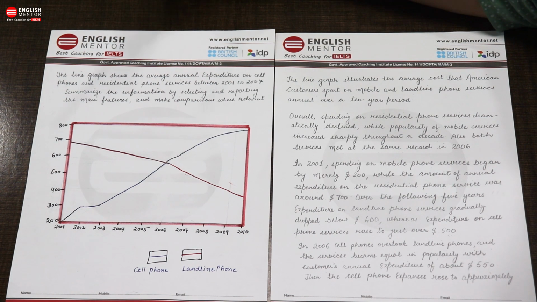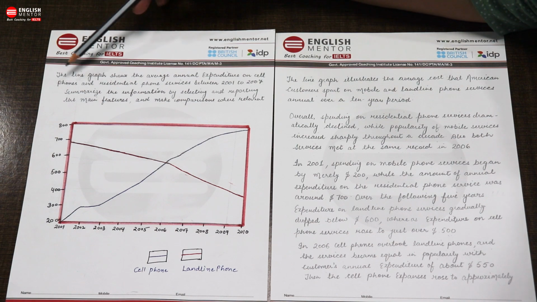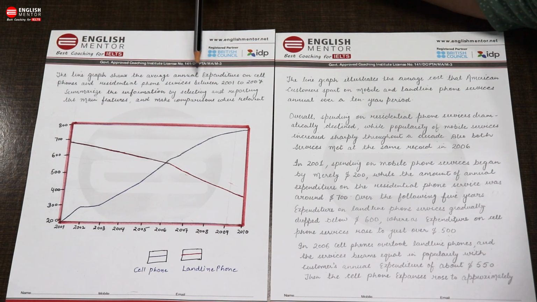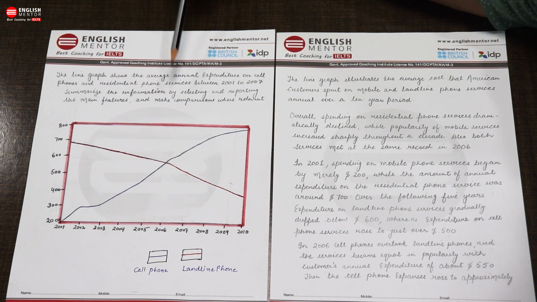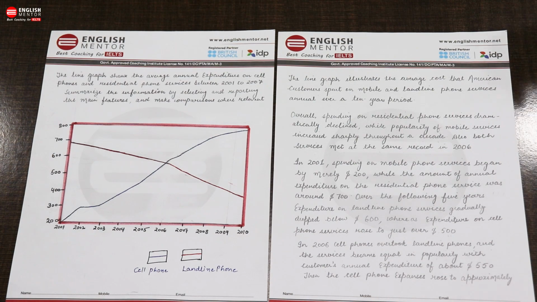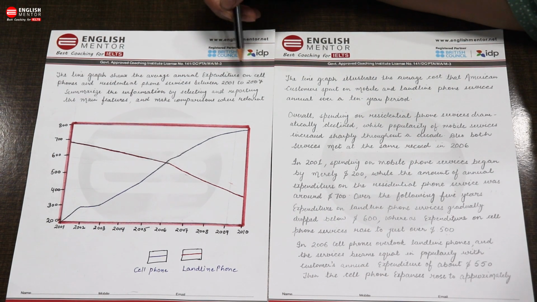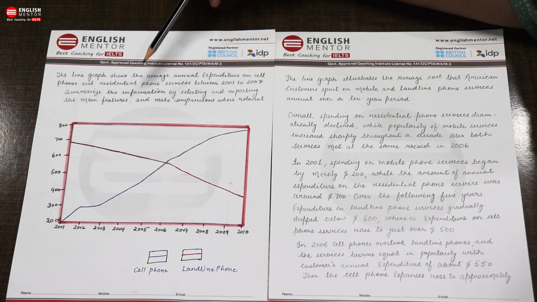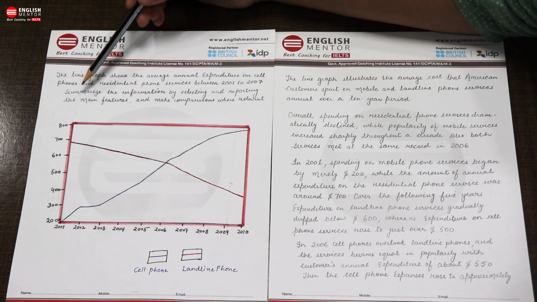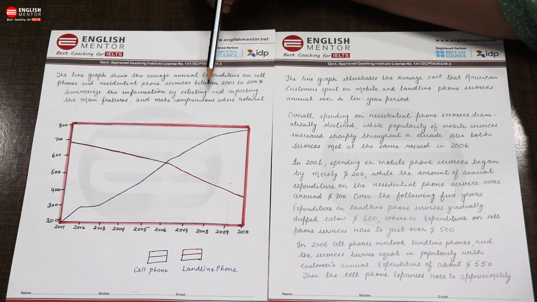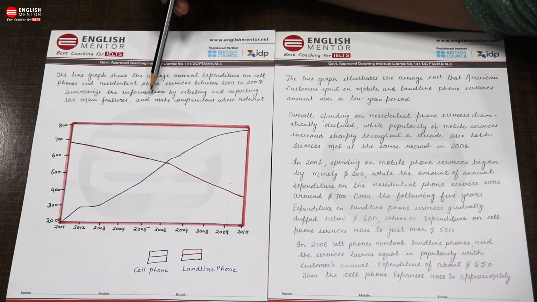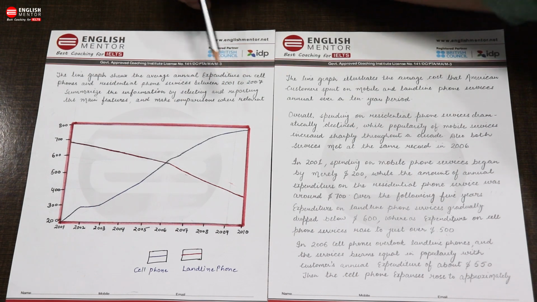Today we are going to discuss how a line graph can be used to compare different numbers. First of all, we'll read the statement. The line graph shows the average annual expenditure on cell phones and residential phone services between 2001 and 2007. We have been given the annual expenditure spent on these two things, cell phones and residential phones. We have to summarize the information by selecting and reporting the main features and make comparisons wherever relevant.